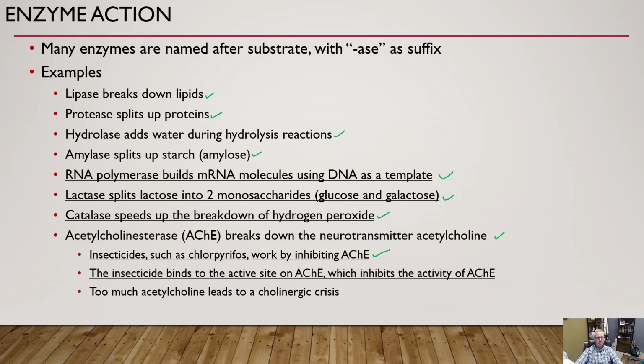Insecticides work by inhibiting acetylcholinesterase. They had these things called chlorpyrifos that inhibit acetylcholinesterase, and that insecticide actually binds to the active site on acetylcholinesterase to inhibit the activity of acetylcholinesterase. And what happens is acetylcholinesterase can't break down acetylcholine. So you have a buildup of acetylcholine, and that leads to this condition called cholinergic crisis.